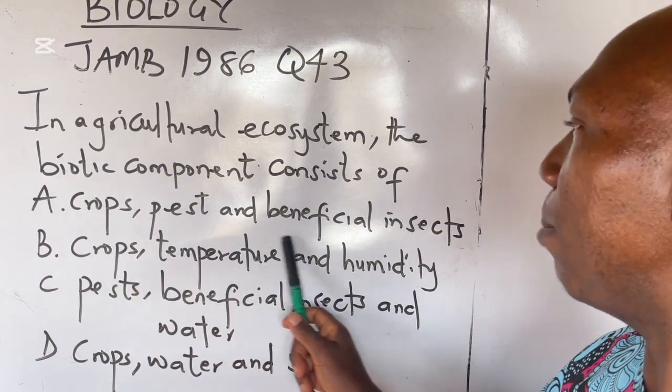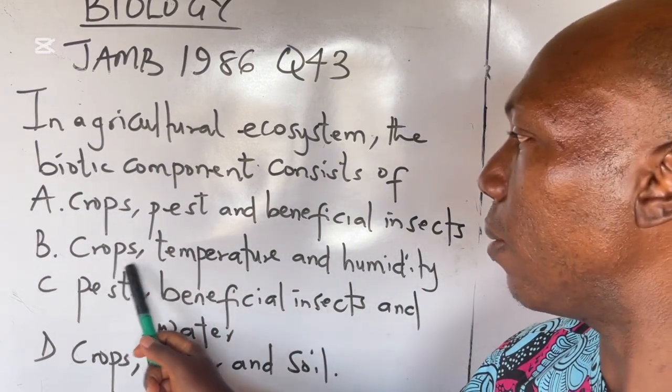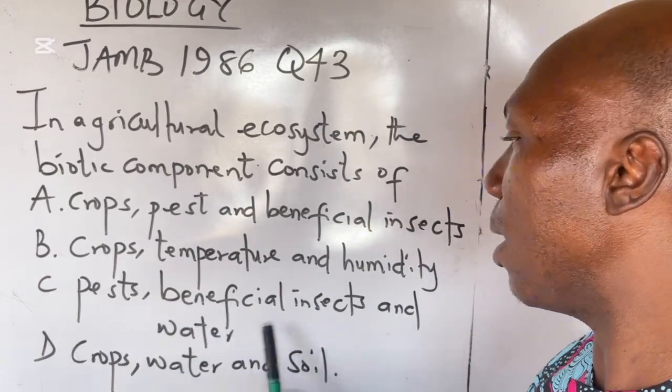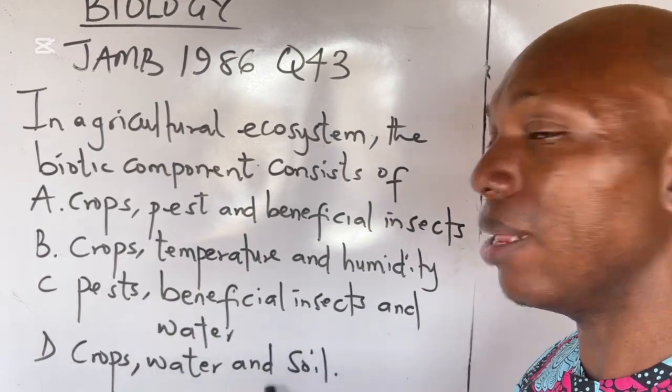Crops, pests, and beneficial insects. B. Crops, temperature and humidity. C. Pests, beneficial insects and water. D. Crops, water, and soil.